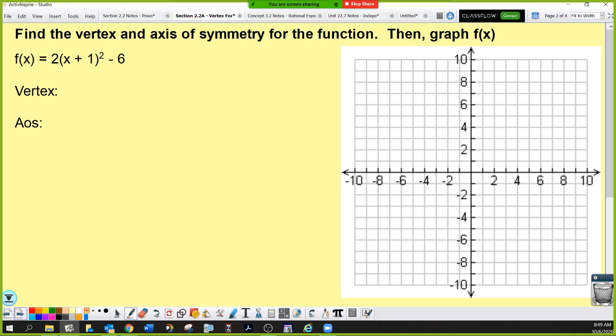All right. First things first, since it is vertex form, can I get a volunteer? Maybe one of my peeps at home. Come on, guys. Can one of you tell me what the x value of the vertex is?